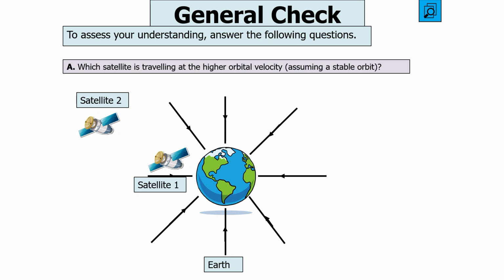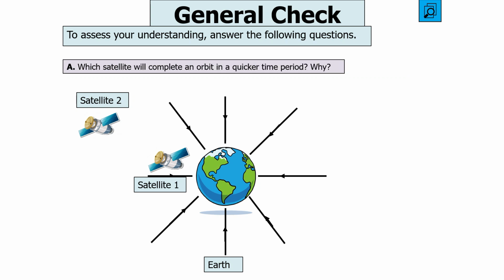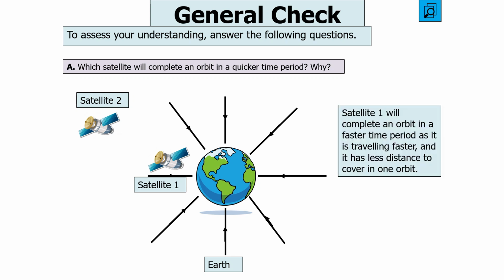Which satellite is travelling at the higher orbital velocity, assuming a stable orbit? Satellite 1 is travelling at a higher orbital speed as it's experiencing a greater gravitational force. Which satellite will complete an orbit in a quicker time period and why? Satellite 1 will complete an orbit in a faster time period as it's travelling faster, so has less distance to cover in one orbit.